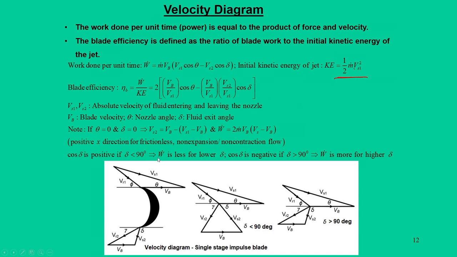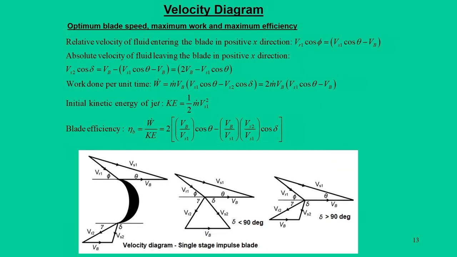Here I have already mentioned that whether the term cos delta is positive or negative depends on this angle. Ideally, while designing the blade, one should ensure that the work done term, Vs2 cos delta, that means the angle delta, should be chosen in such a way that it gives an additional term to the work done per unit time. This will be more clear once you solve this problem using the velocity diagrams. So, once we have the force, the work done per unit time, and the initial kinetic energy, we are in a position to find out the blade efficiency.